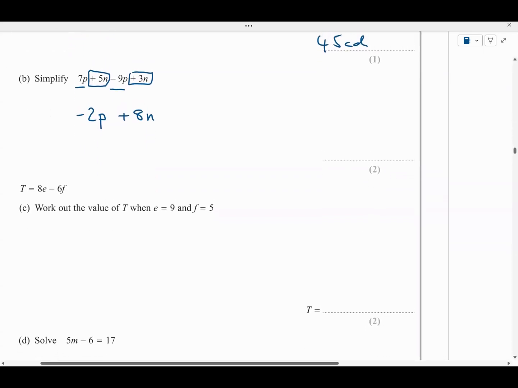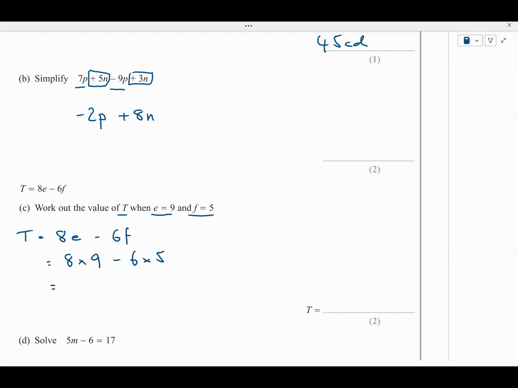Work out the value of t when e equals 9 and f equals 5. Well, t is 8 times e minus 6 times f. 8 times e, well, e is 9, minus 6 times f, and f is 5. So 8 times 9 minus 6 times 5 gives me 42.